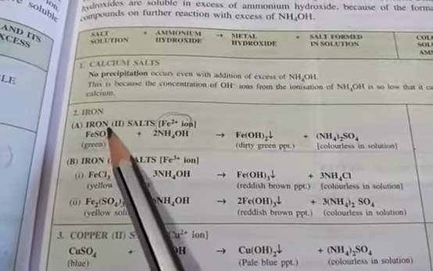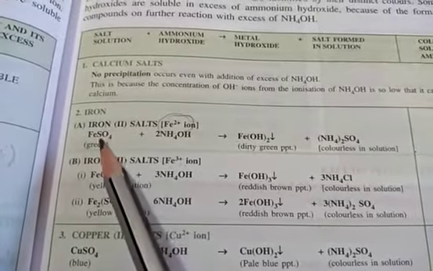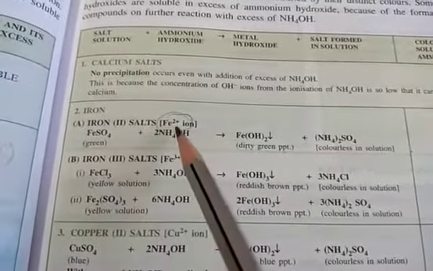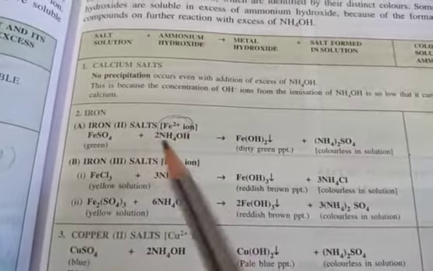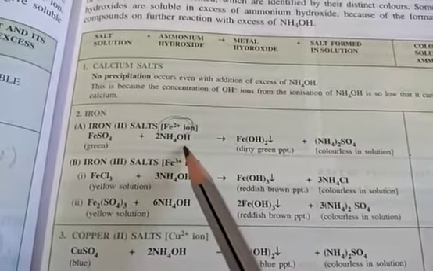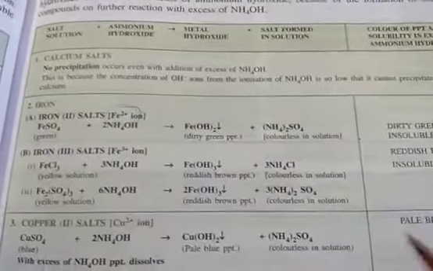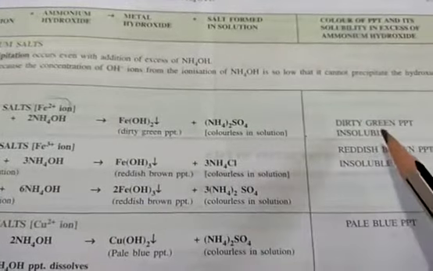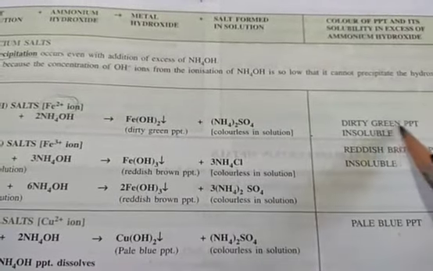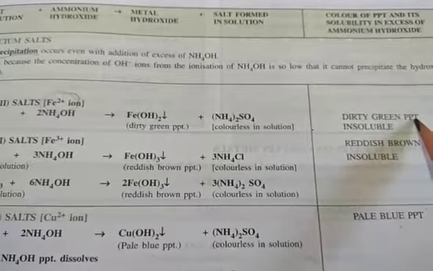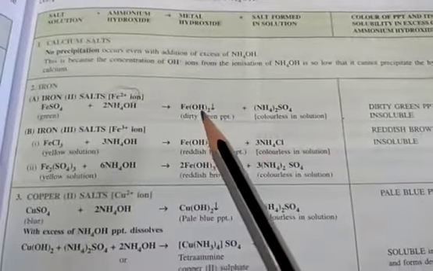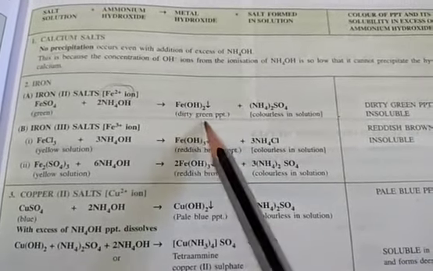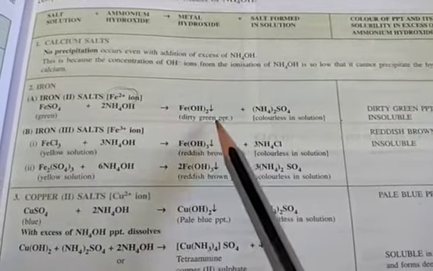Then if we take some Fe2+ iron salt, that is ferrous sulfate, where Fe2+ is there, it will get precipitated with NH4OH into a dirty green PPT, and if you add excess ammonium hydroxide, it will remain a dirty green PPT only. We know the color of ferrous hydroxide is dirty green PPT. In case of NaOH we also learned that one.